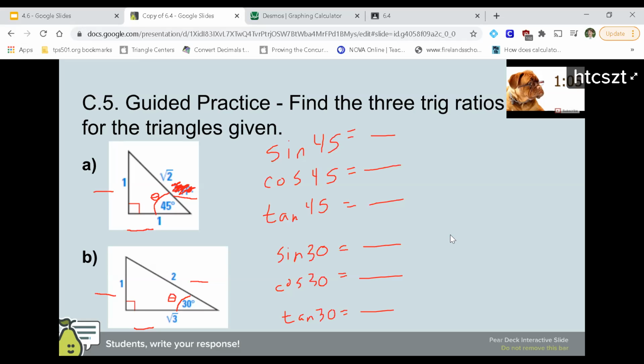Yeah. This is the first one, sine. That's the cosine, because you're adjacent also.